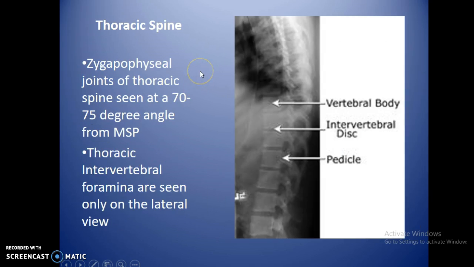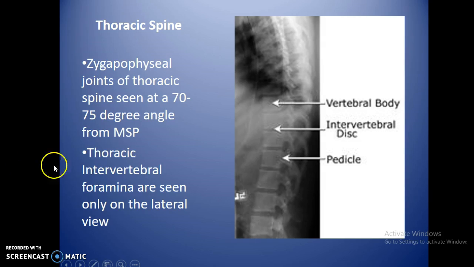Zygapophyseal joints of the thoracic spine are seen at about a 70 to 75 degree angle from the mid-sagittal plane. What that means is the patient is going to be LPO or RPO. They're going to angle down probably about 15 to 20 degrees. It's not much at all. This is so that we can see the zygapophyseal joints. Now, if you think back to the cervical spine, we saw our zygapophyseal joints on our lateral view. But on our thoracic view, those are only seen on the oblique view. So it changes it around a little bit.